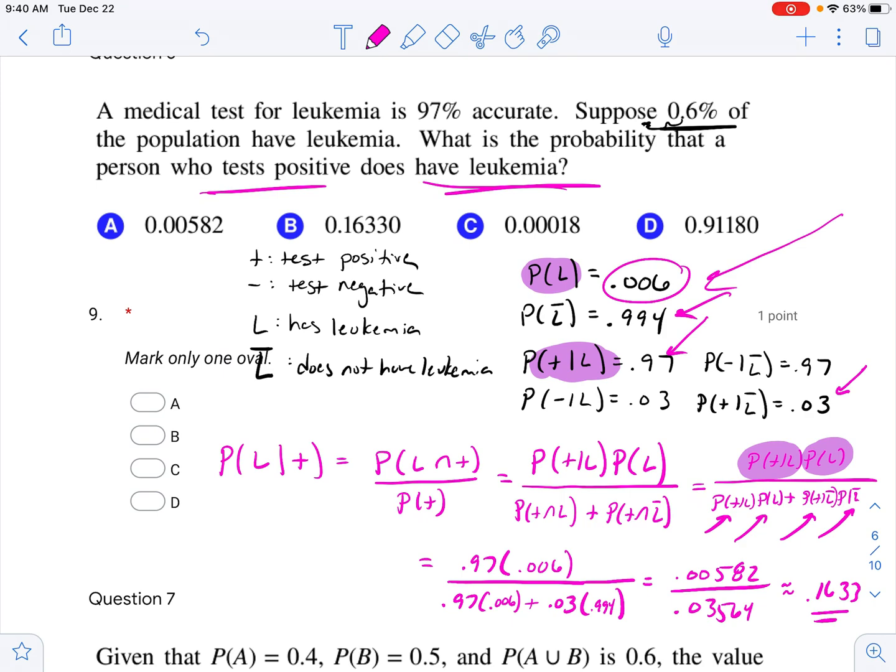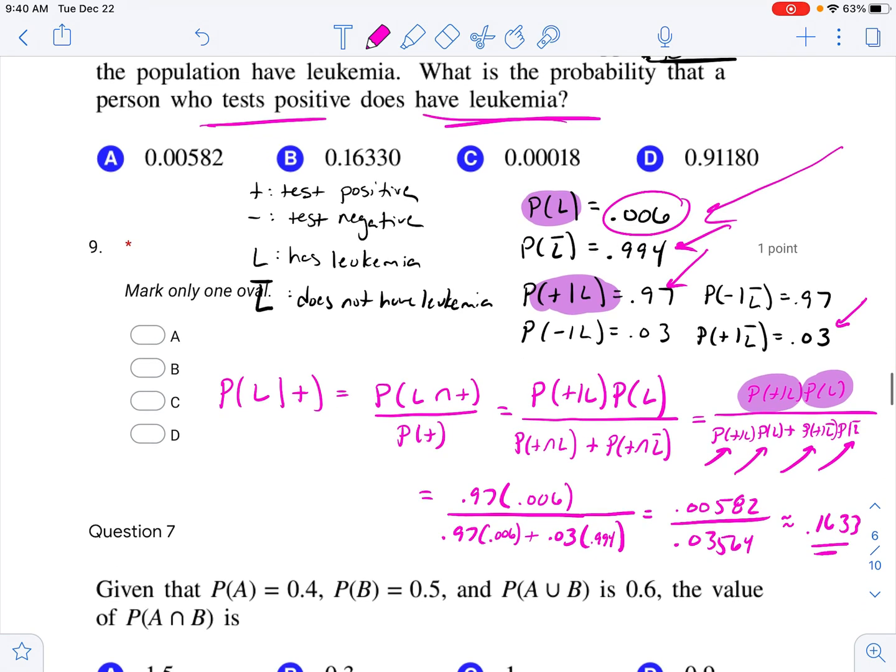And again, this is using the notation. Now, if you don't like the notation, there's another way to go through this. You can make a table, which again is something I show in the Bayes' theorem lesson.